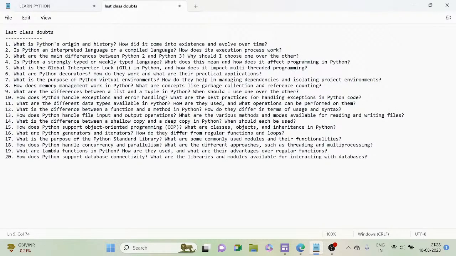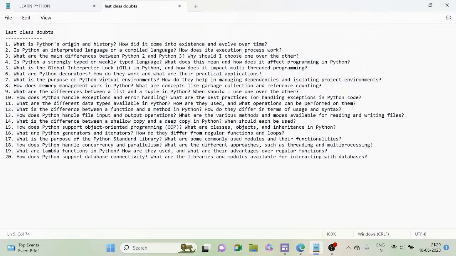Next thing, how does Python handle exceptions and error handling? What are the best practices for handling exceptions in Python? It will show an error message. That's all. How does memory management work in Python? It works according to the user's input. What is the difference between a function and a method in Python? Both are the same, I think.